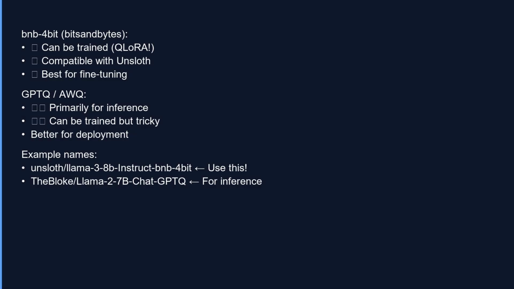BNB 4-bit, bitsandbytes, can be trained, quantized low-rank adaptation (QLoRA). Compatible with Unsloth, best for fine-tuning. GPTQ and AWQ are primarily for inference; they can be trained but it's tricky, and they're better for deployment. Example names: Unsloth, Llama 3 8B Instruct BNB 4-bit. Use this. TheBloke, Llama 2 7B Chat GPTQ, for inference.